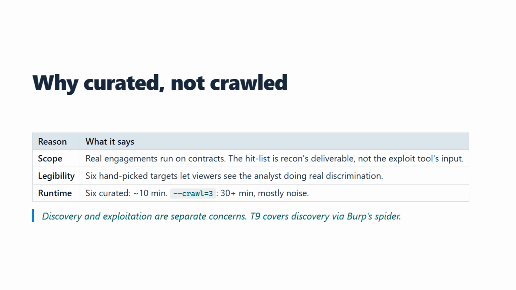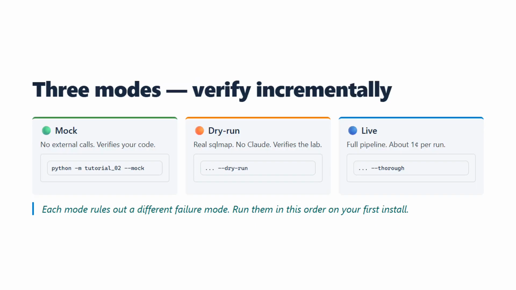T2 picks up after. Before any live API call costs money, you have 3 modes to verify the pipeline incrementally. Mock: no network, no sqlmap, no cookie. Pure Python fixtures show you the pipeline shape and the report rendering. Free. Dry run: real sqlmap fires against real WebGoat, but the analyst step is skipped. Proves your cookie is fresh and sqlmap is reachable.